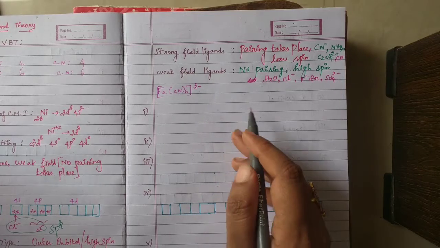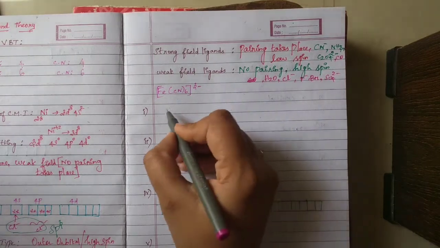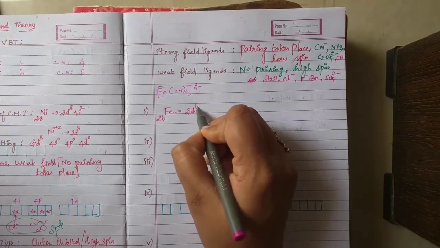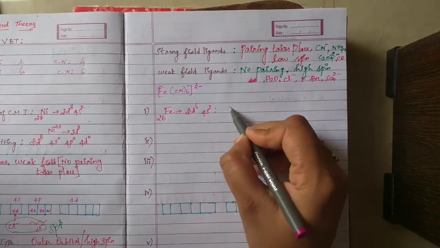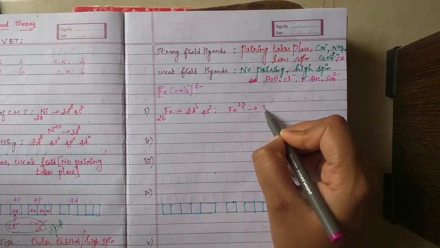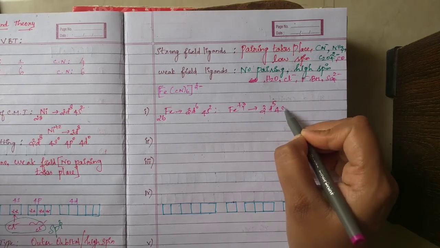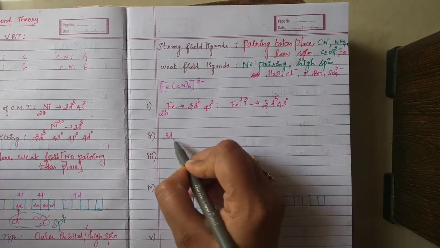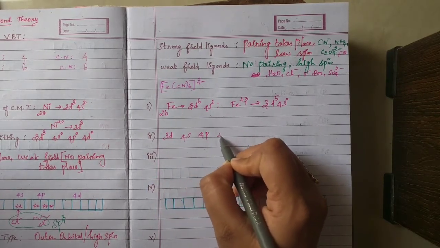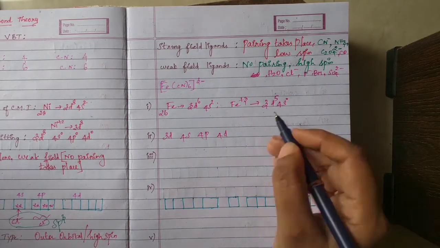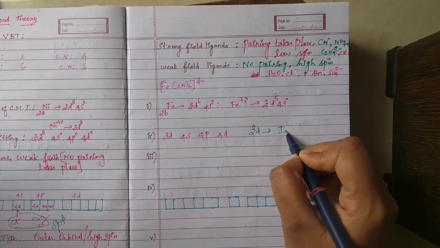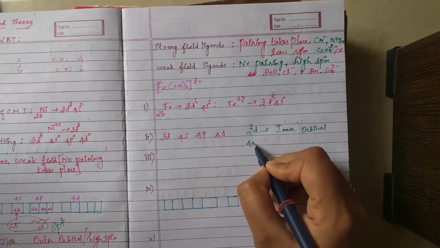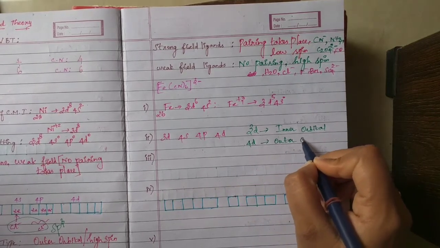hexacyanoferrate. First, what is the first point? Oxidation number. Here Fe atom. Fe means 26, 3d6, 4s2. Here Fe3 plus is involved. Fe3 plus means 3d5, 4s0. Next, d orbital splitting. How does it split? 3d, 4s, 4p, 4d. Here the 3d orbital is known as inner orbital, students. 3d orbital is inner orbital. 4d orbital is known as outer orbital.